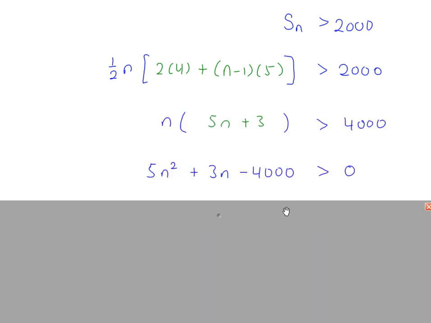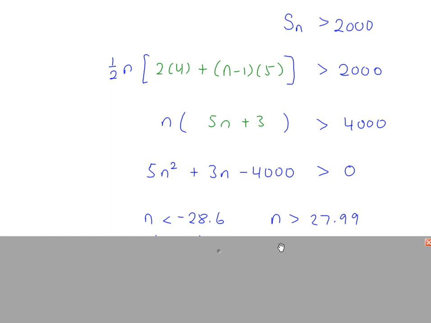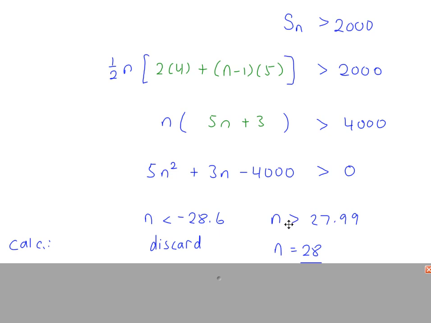Now n is the number of terms. It's a term number. It's got to be an integer, and it has to be positive. It can't be negative. So this solution is nonsense. We can discard that. On this side it says n greater than a certain value, so the first whole number, the first integer greater than this value here is 28.